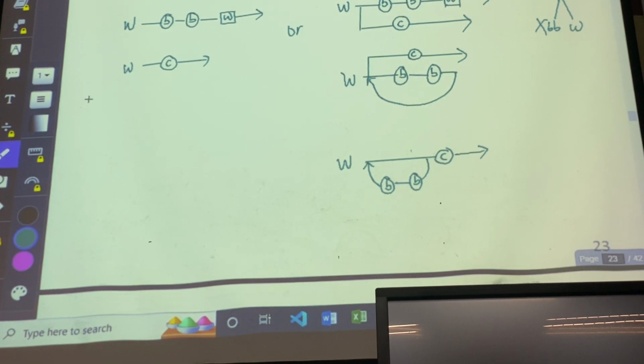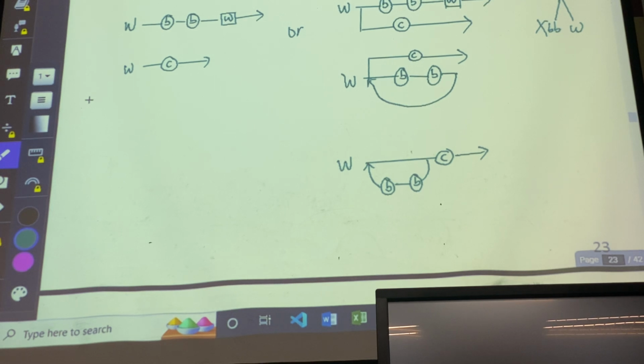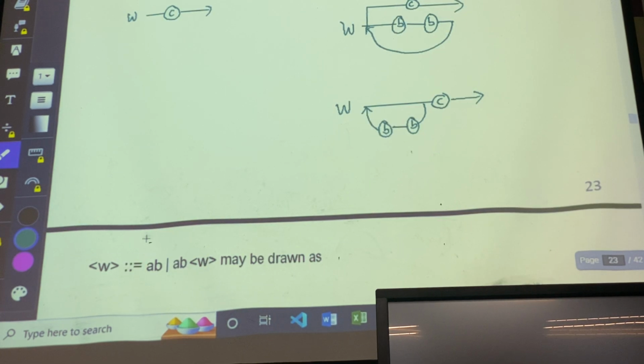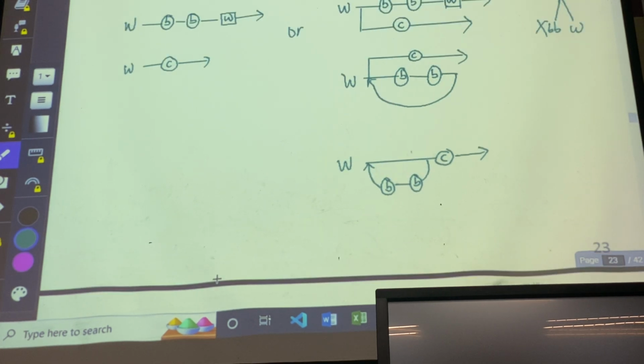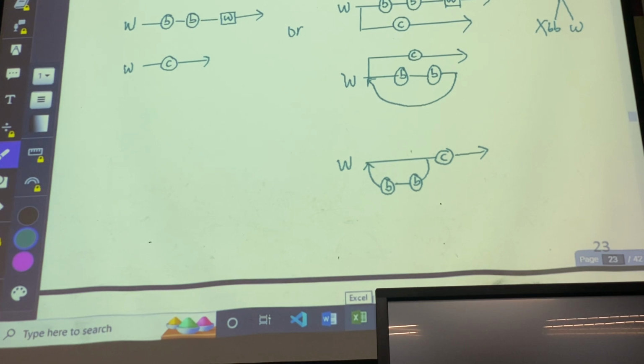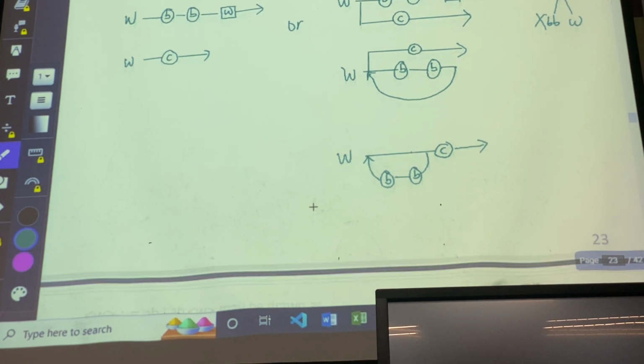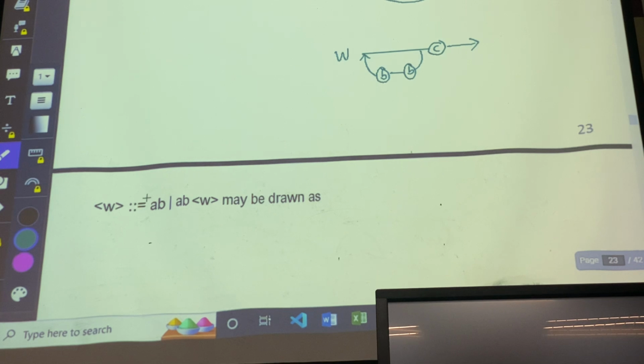Okay, the following one you practice again. How to draw this, AB or ABW? You see, you look at the simple substitution, only these two, right? There are four different ways to draw the syntax diagram. So how about this? AB or ABW?